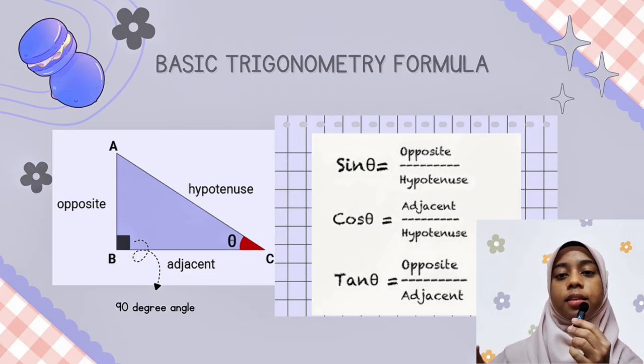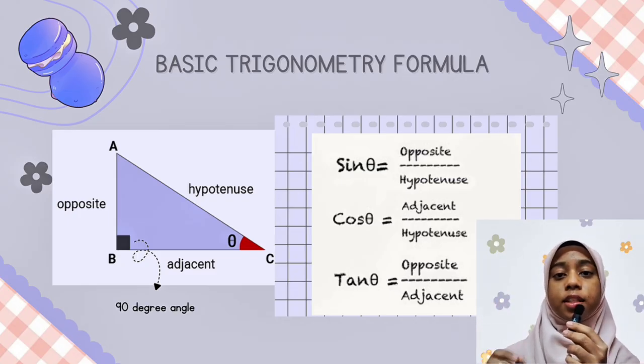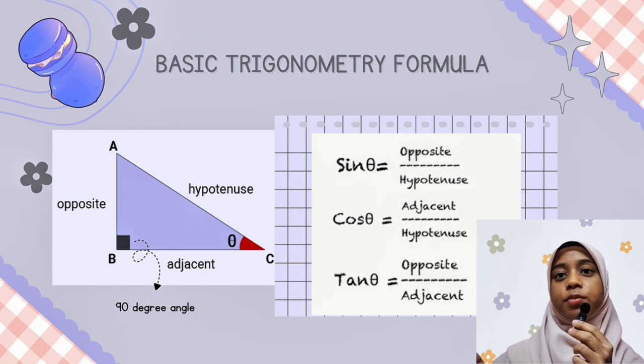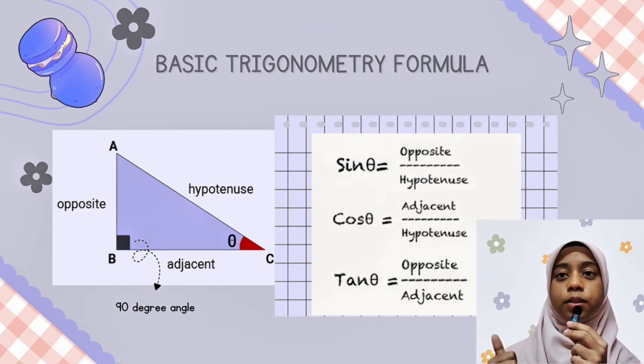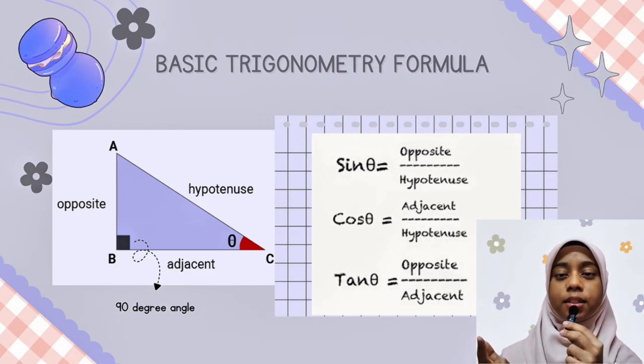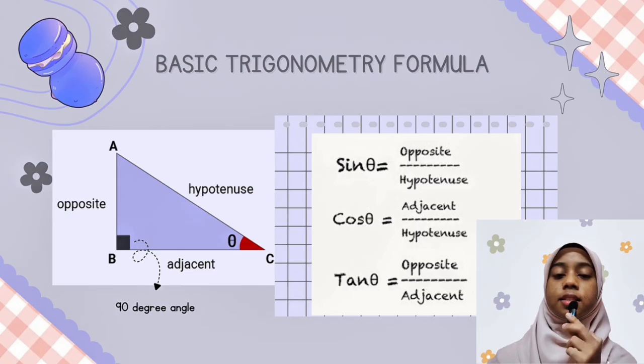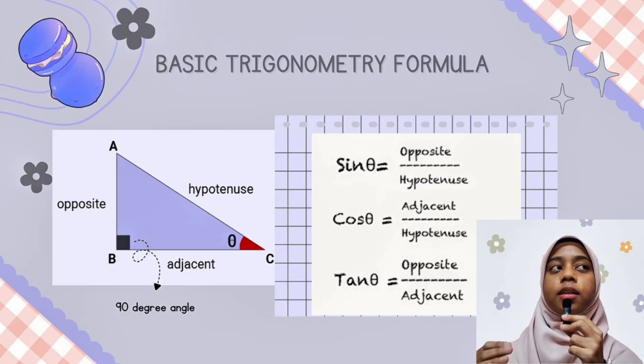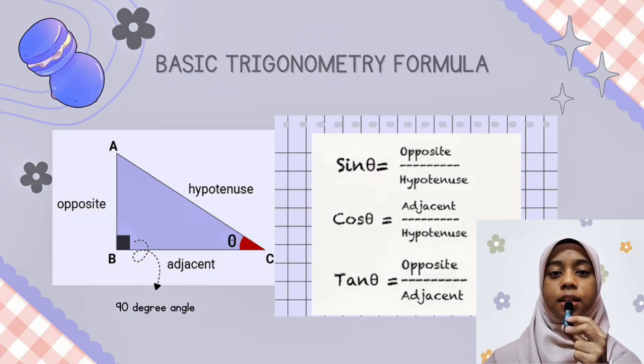So we have learned that there are three basic formulas in trigonometry. The first one is sine theta equals opposite over hypotenuse. Next one, cos theta is adjacent over hypotenuse. And the last one, tangent theta equals opposite over adjacent. So these are the formulas that will be used in trigonometry questions.